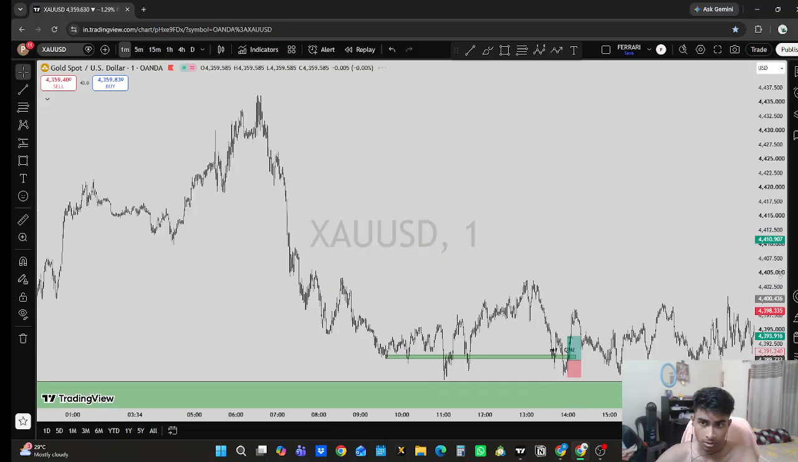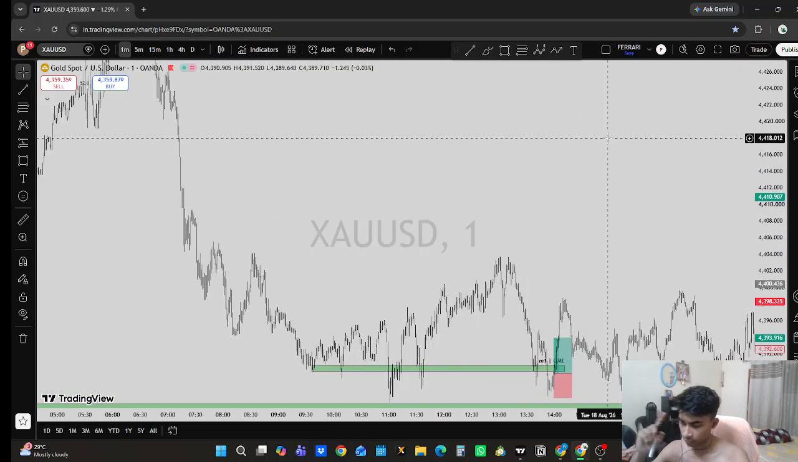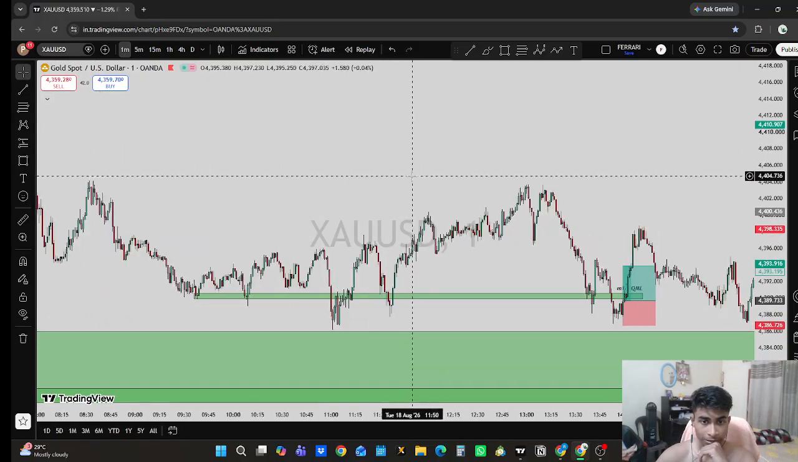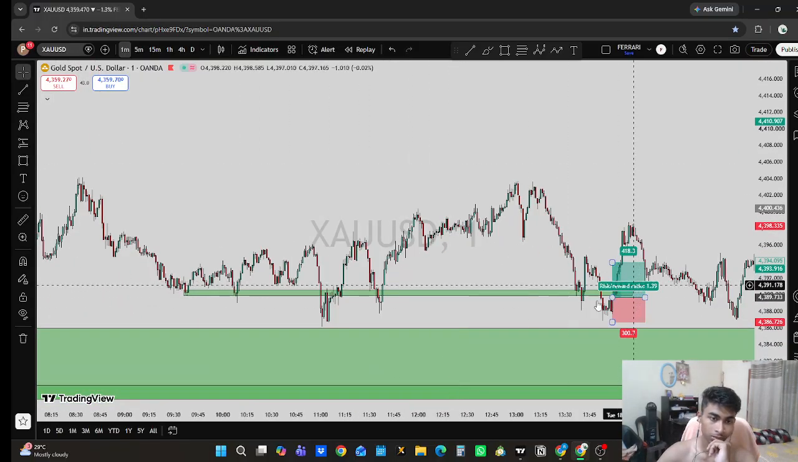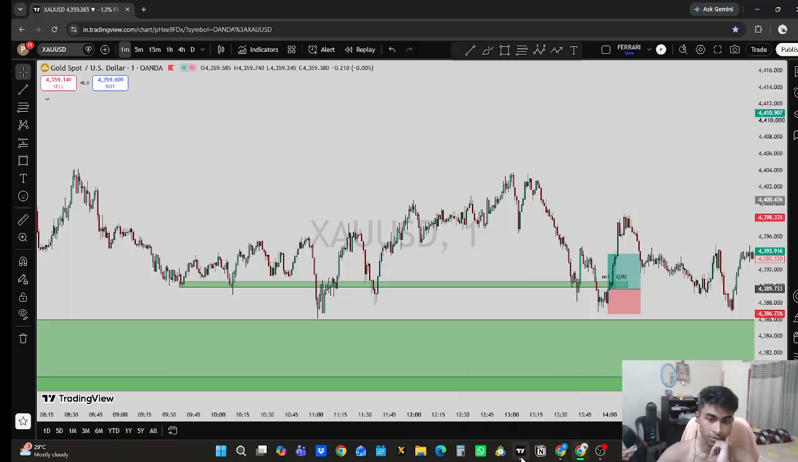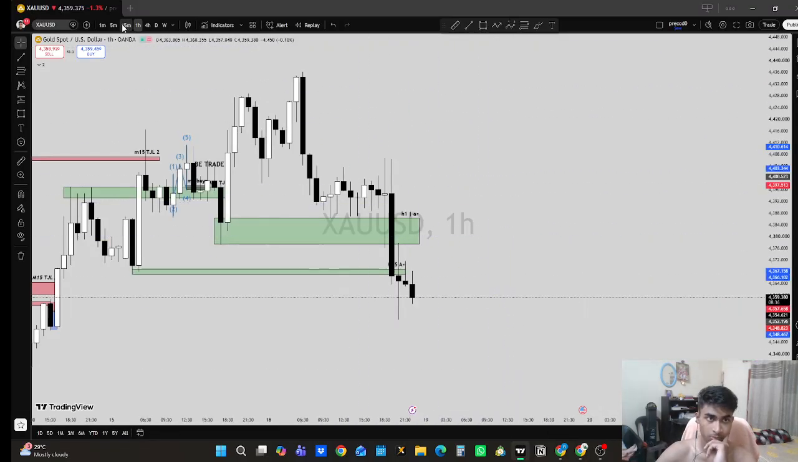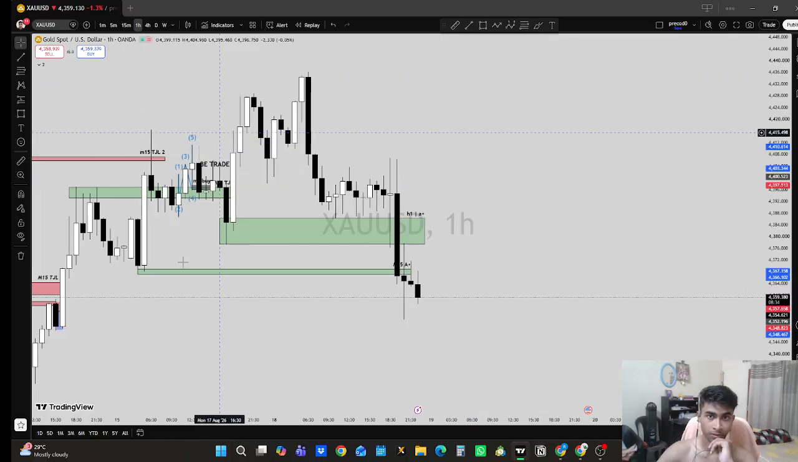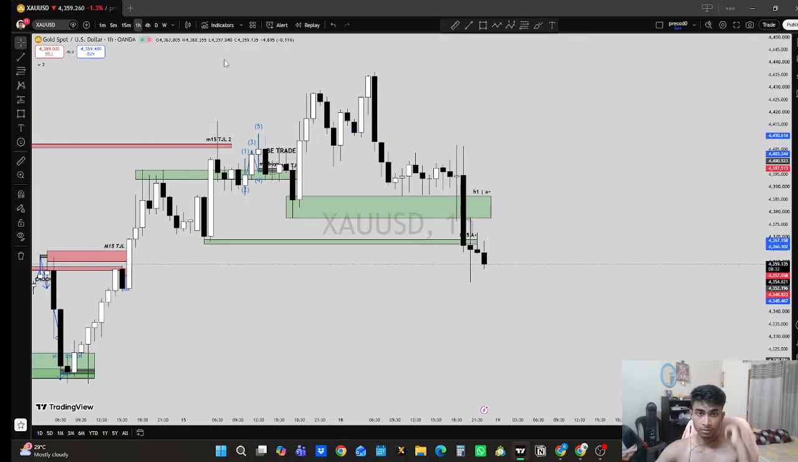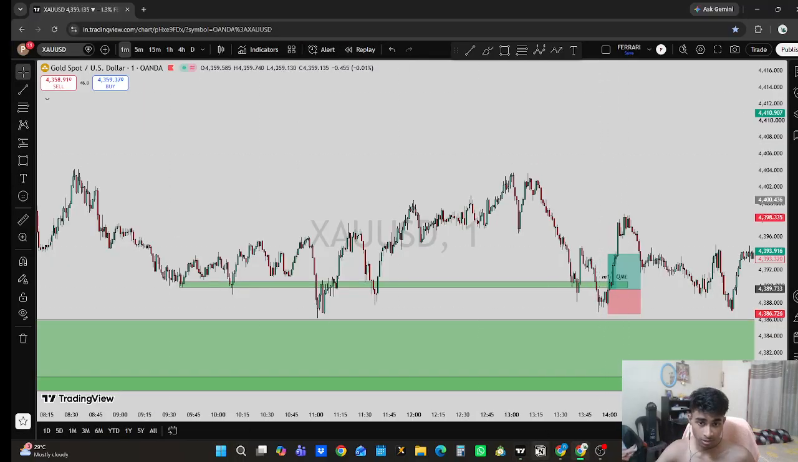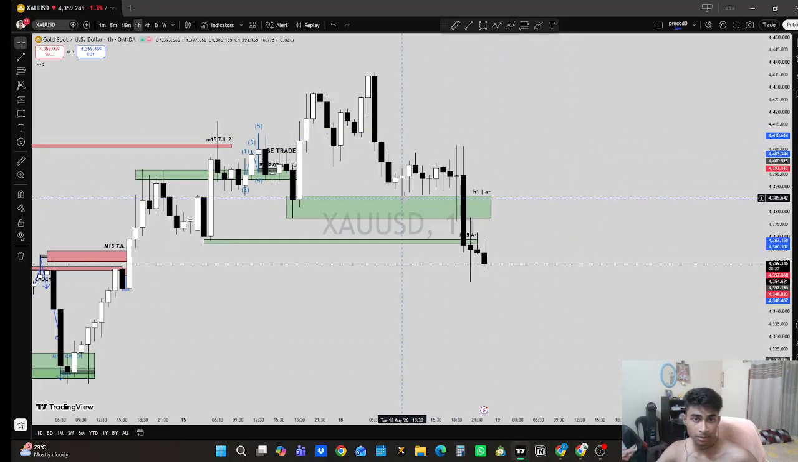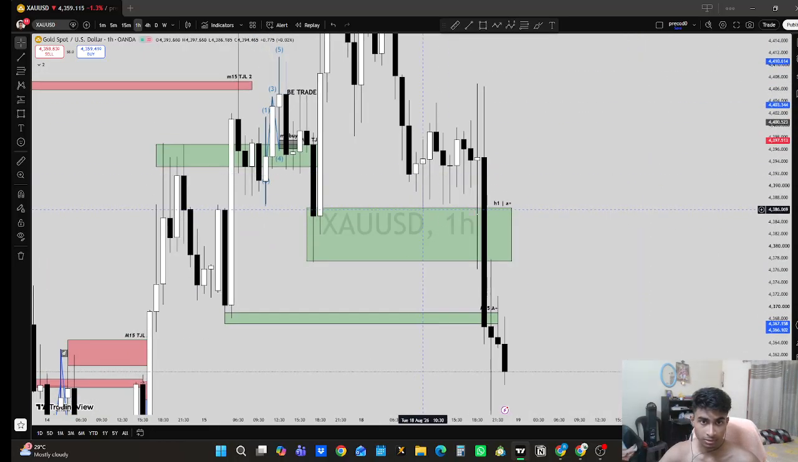And one thing, our observation that change of character happens first. I mean, if change of character happens first before internal structure shift, then play the change of character levels. So basically, why did I take this trade, even if it didn't tap into my original H1 zone, is because of one simple reason, and it happens sometimes on my actual analysis chart. So this is my analysis chart and this is my trading chart. On my analysis chart, it tapped in, as you can see right here on this candle. Okay, see, it tapped in.